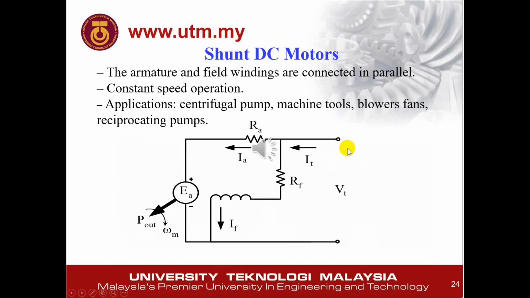So this is a shunt DC motor. Okay, armature and field winding are connected in parallel. They have the same source. Okay, it's usually for constant speed operation, and the applications are usually centrifuge, pump, machine tool, blower fan, or reciprocating pump. So before, it is separately excited, so you have 2 sources, but a shunt DC motor has only 1 source.